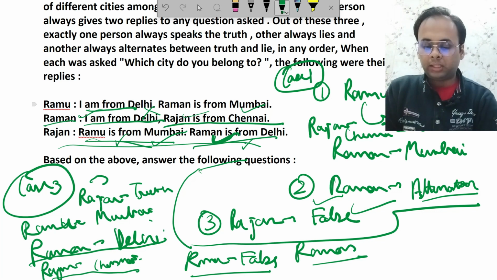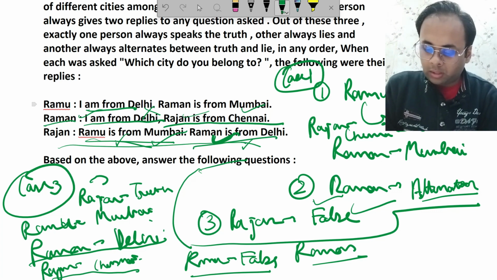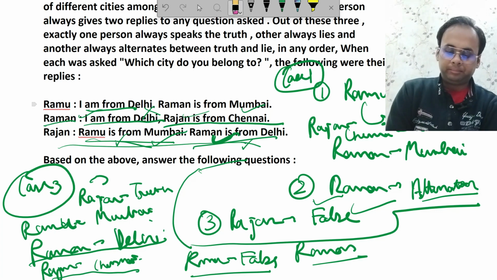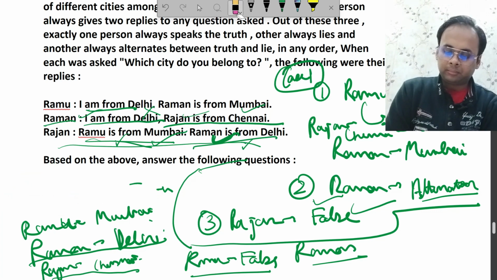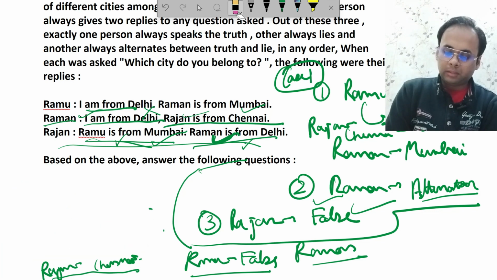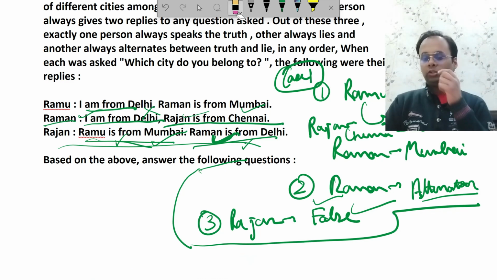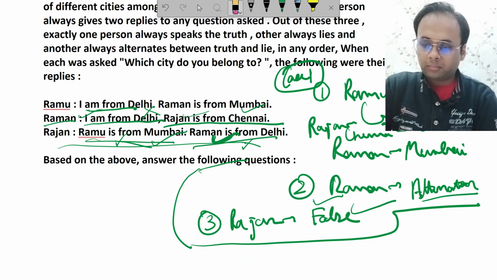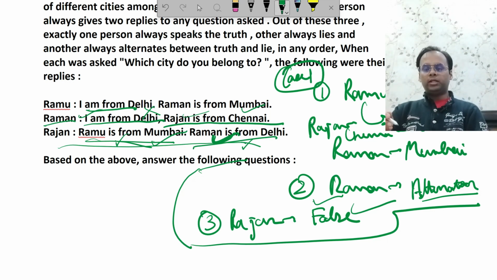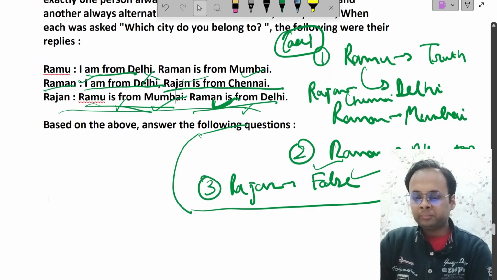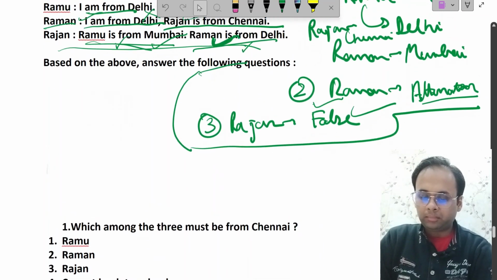Both Rajan and this Raman cannot be speaking the truth. So case 3 is also not possible. Let me just rub it off. Case 3 is also not possible, so only case 1 stands true. So congratulations, you have done the difficult part already. Let me just come to the question now.